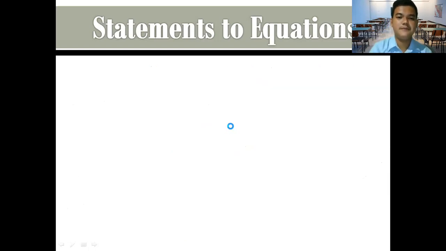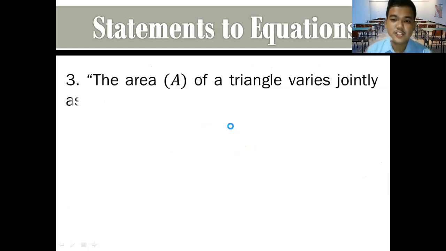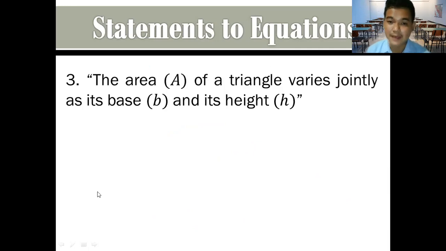So another example will be the area of a triangle varies jointly as its base and its height. Meaning, kapag tumaas yung measurement ng base or ng height, tataas din yung area ng triangle. Or kapag bumaba, mababa din siya. So let's try to make this statement to equation. Area A varies jointly K as its base and its height. So as simple as that, A is equals to K times B times H.